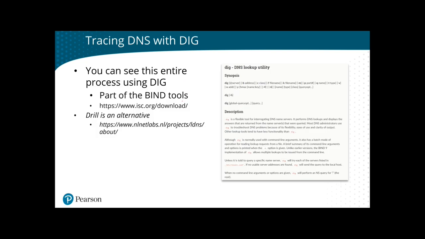So you can see this entire process using something called the Domain Internet Groper, or DIG. And you can use DIG as it's a part of the BIND tools. I give you the URL here. There's some examples of using DIG in that document if you want to go through and play with DIG a little bit. DIG, by the way, only runs on Linux boxes or Unix boxes. You have to be in a Linux, but it does work on Windows Subsystem for Linux and on Mac OS boxes because they're Unix based.